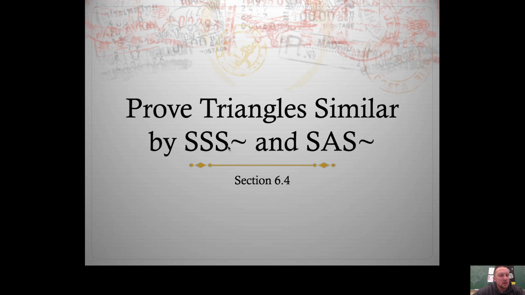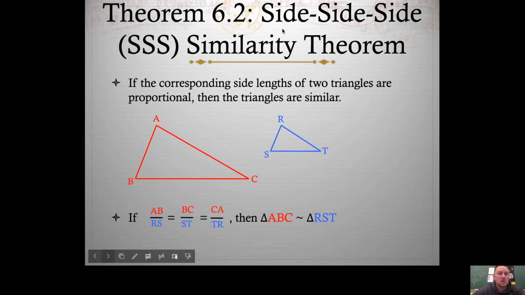If we're talking about similarity, and this is a shortcut for showing that triangles are similar, then you're going to need three pairs of proportional sides. And if you have those, then your triangles are going to be similar. So that's exactly what this side-side-side similarity theorem says. If the corresponding side lengths of two triangles are proportional, then the triangles are similar.